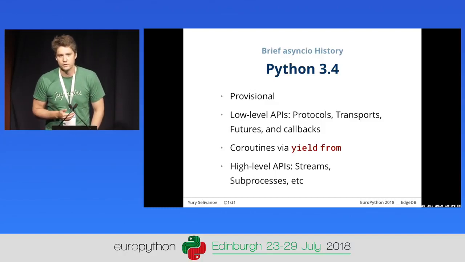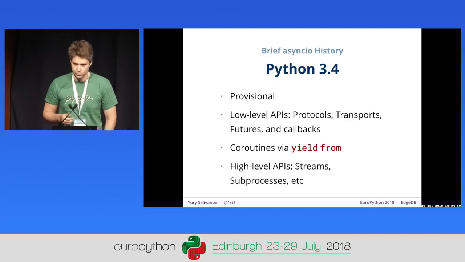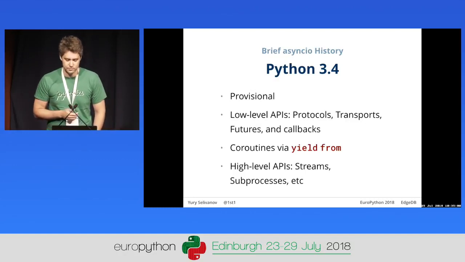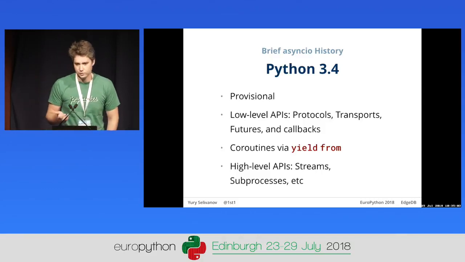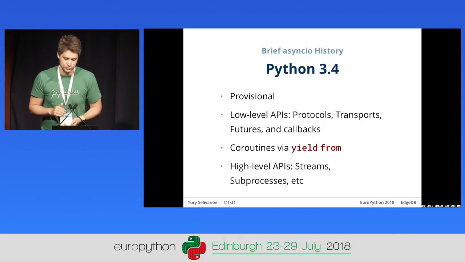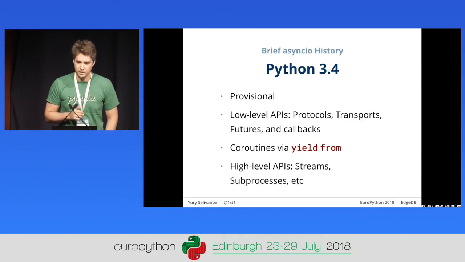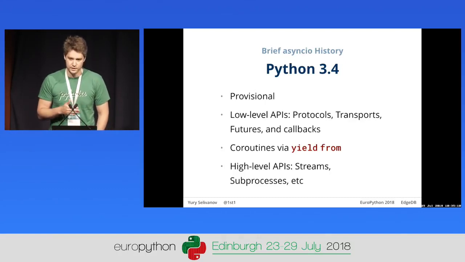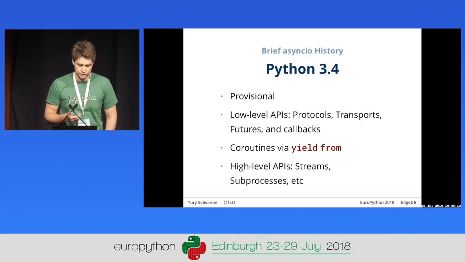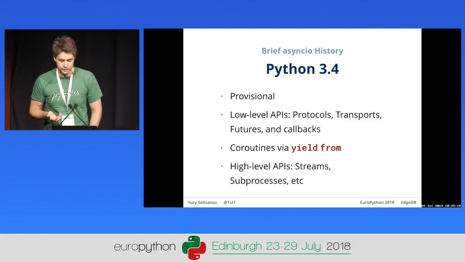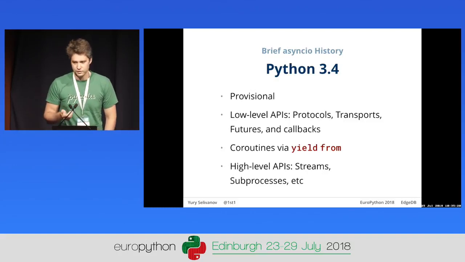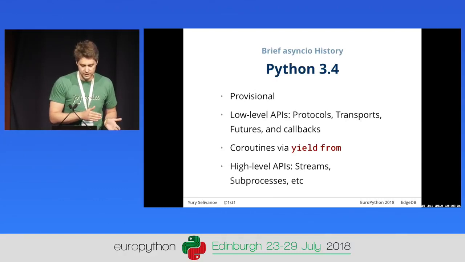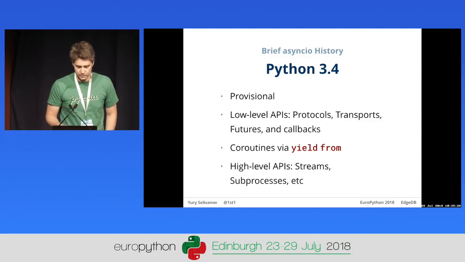Async IO was focused on mostly low-level APIs, so we recreated a lot of stuff from Twisted. We had protocols, we had transports, futures, which are basically deferred objects with some modifications. And it also had coroutines via the yield from syntax, and it was also a novel idea back then. Of course, it had some high-level APIs, like streams and subprocesses that were supposed to work with yield from coroutines, but because that was kind of a new thing, some of those APIs weren't perfect.